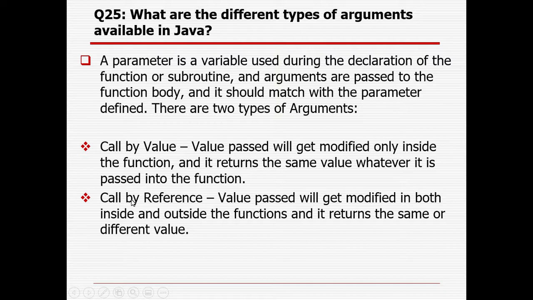Whereas in call by reference, the argument value passed will get modified both inside and outside the function, and it returns the same or a different value.